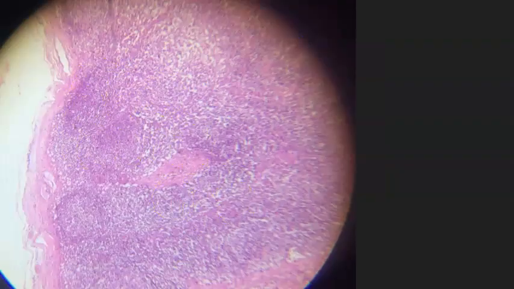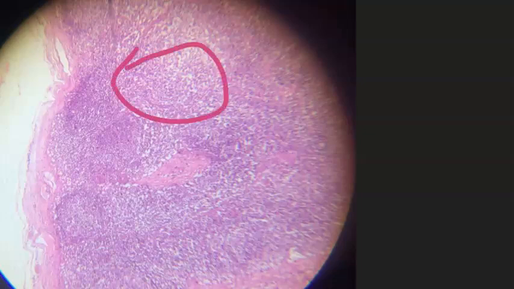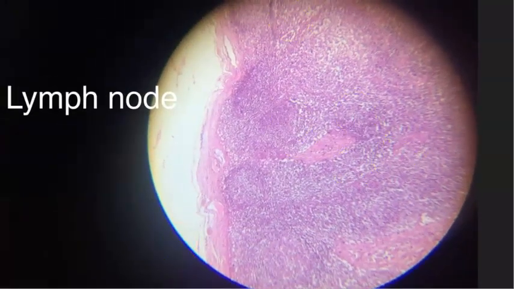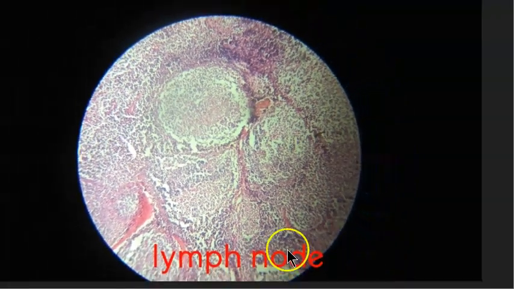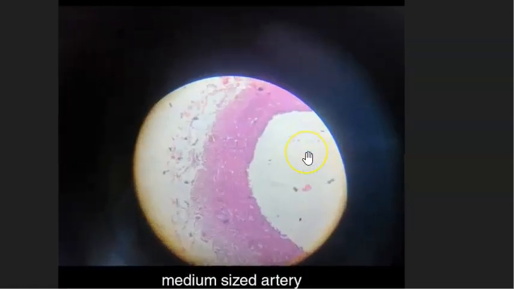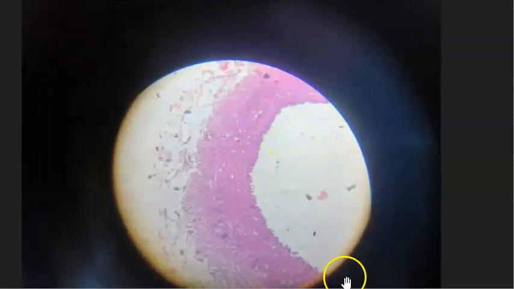Definitely you can see so much purple here, and you can see something like circles here, right? Germinal centers. So this is lymph node. Okay, this is lymph node. Look at this one, lymph node. This is a beautiful one. You can see clear circles, right, inside the lymph node. This is an artery again. This is medium size because you can see a little more curvature here, right? So you can see it is a medium sized artery.